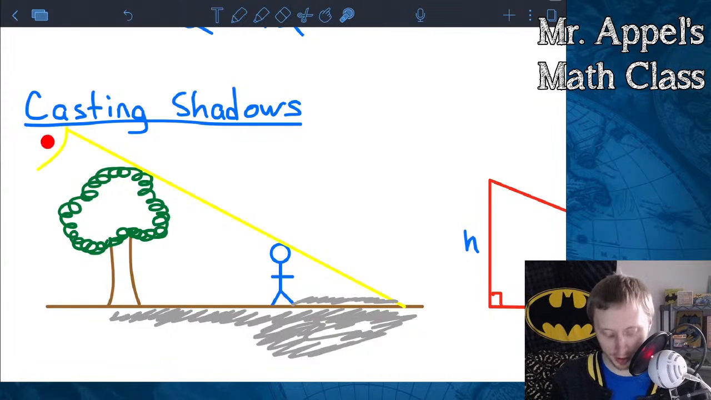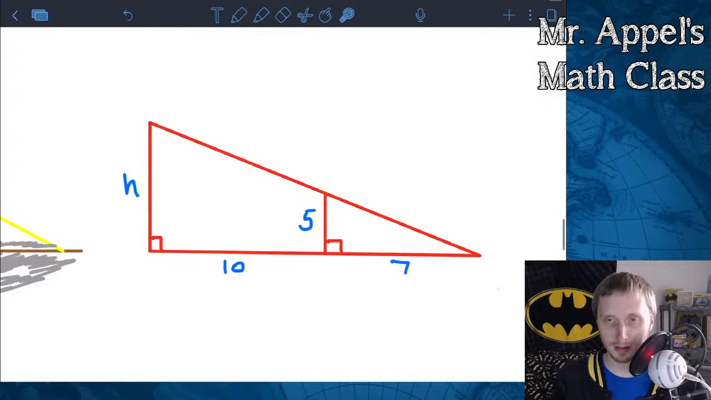So the sun is shining, casting a shadow on the ground. I can measure how long the tree's shadow is. I can measure how long my shadow is. And I know how tall I am. Use that to set up similar triangles.